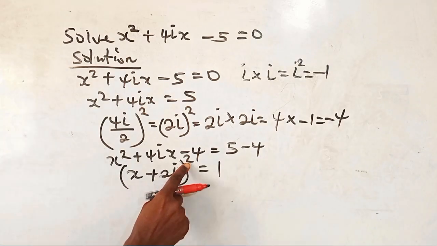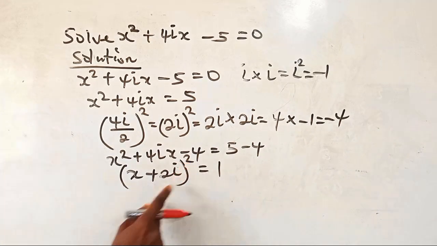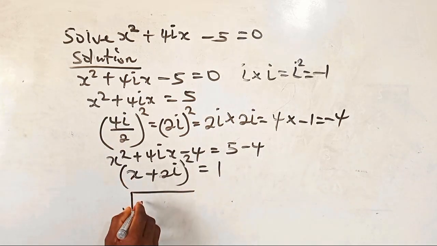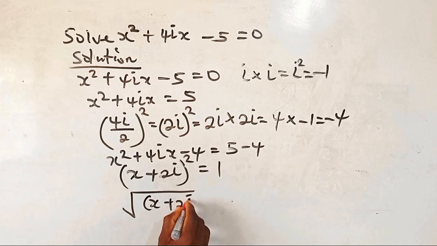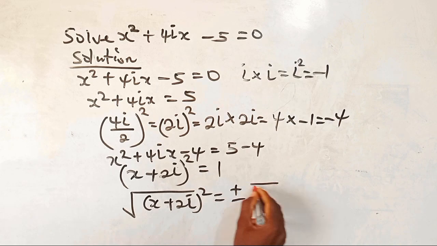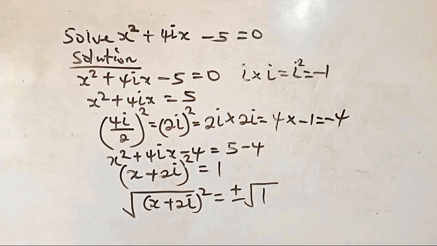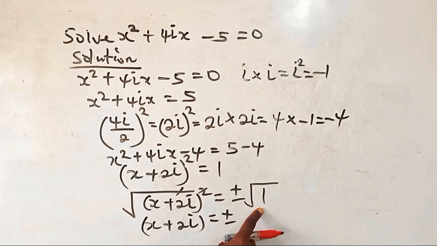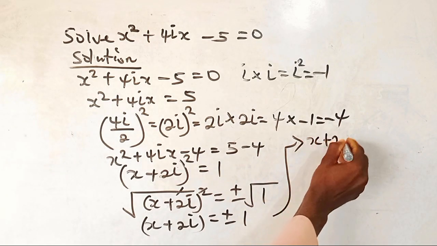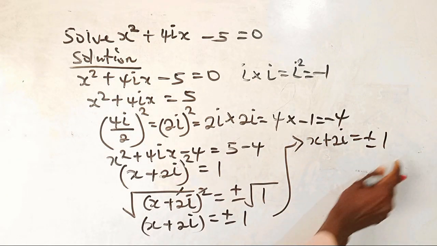To simplify this further, to take care of the square, we have to take the square root of both sides. Taking the square root of both sides, we have x plus 2i equals plus or minus the square root of 1, which is 1. So we work this out further: x plus 2i equals plus or minus 1.